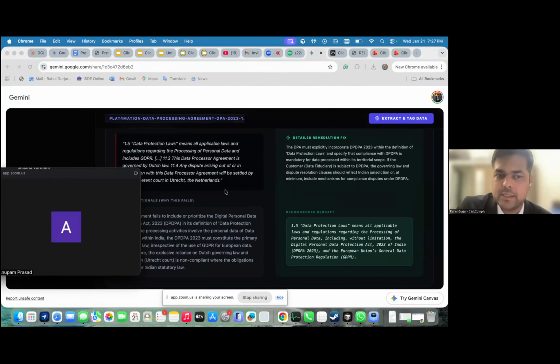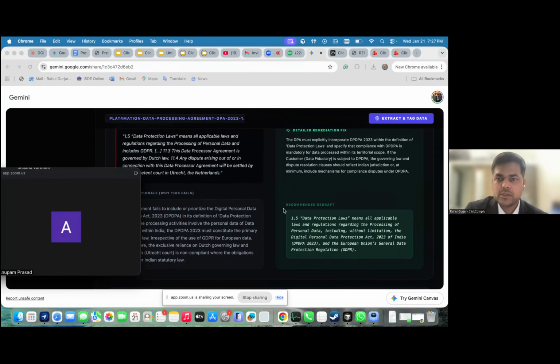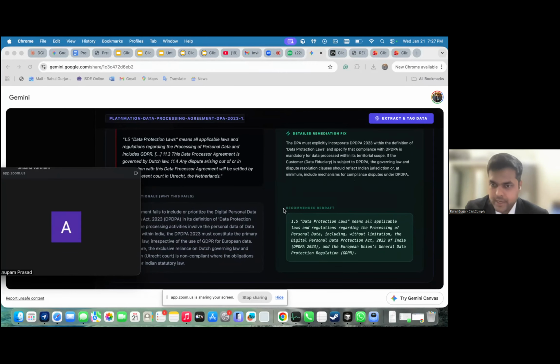So then it will give you a fix. The remediation is that the DPA must explicitly incorporate the DPDP Act within the definition, which is what we said. If the customer is subject to the DPDPA, then the governing law and dispute resolution clauses should reflect Indian jurisdiction or, at minimum, include mechanisms for compliance disputes under the DPDPA. So this is the fix, this is the advice.